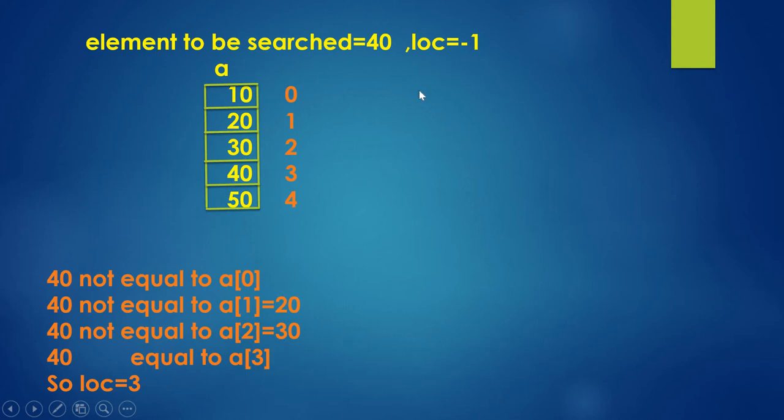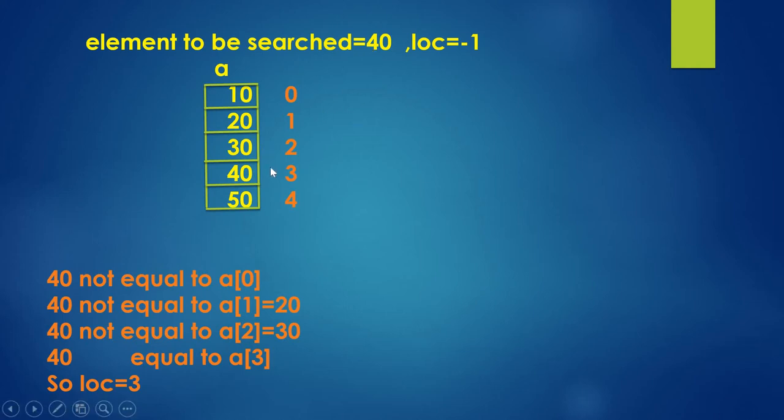Then in linear search, the element to be searched is compared with each element in the array. What are the elements in the array here? 10, 20, 30, 40 and 50. First, 40 needs to be compared with A of 0, that is 10. 40 is not equal to 10, or 40 is not equal to A of 0. After that, 40 needs to be compared with the next element. 40 is not equal to A of 1, or 20. Next, 40 is not equal to A of 2, or 30.